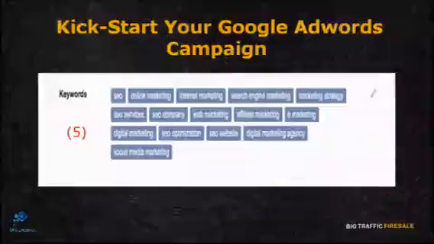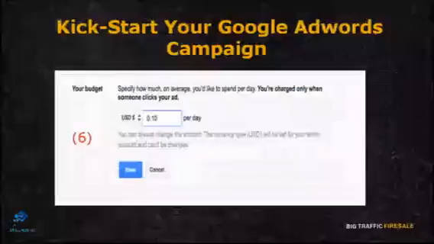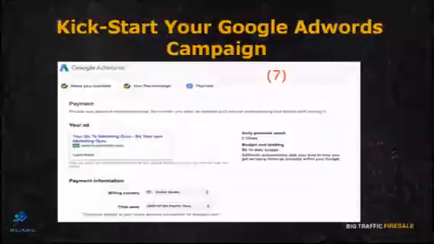The 5th step is to paste your keywords. Start with just one set and add plus signs, brackets, and quotation marks to see how many search results you'll get. The 6th step is to set your maximum CPC within your budget. For starters, maybe start low and scale later. Finally, your ads will start showing up once you've confirmed your payment.